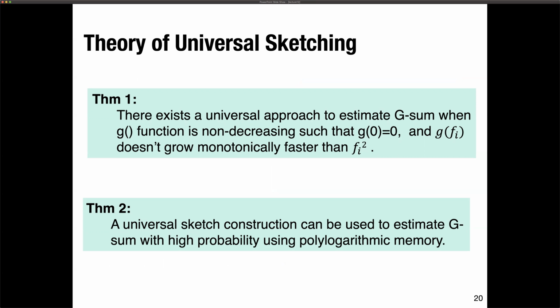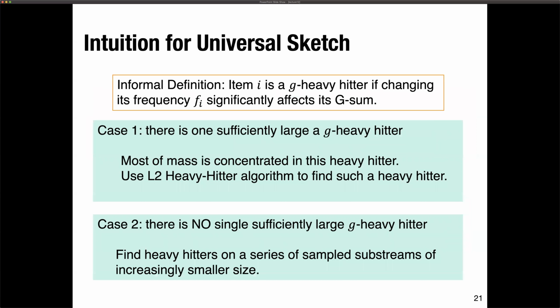And the universal sketch construction can be used to estimate GSUM with high probability using polylogarithmic memory, right? Polylogarithmic memory is basically the space footprint, and this theorem says it is possible to have a universal sketch construction to estimate the GSUM value. I'll try to build more intuition as we move forward. But think about it this way: the informal definition is that item i is a G heavy hitter if changing its frequency significantly affects its GSUM.